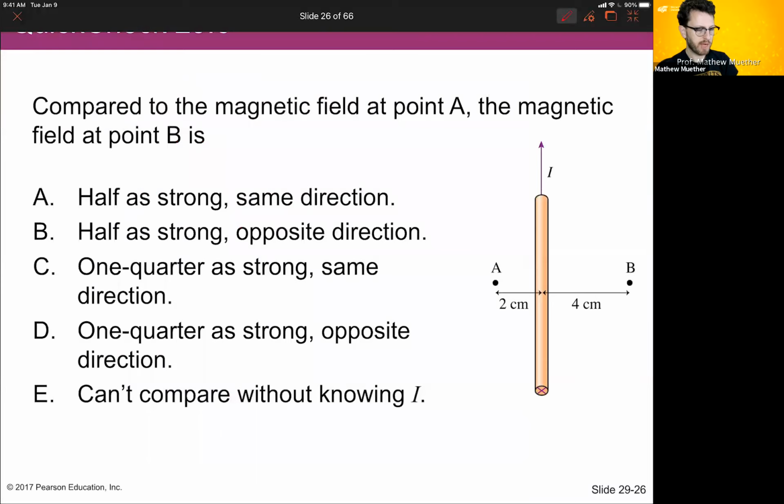Let's try some problems. Let's imagine that I have a current carrying wire, and I want to think about the magnetic field at 2 points on either side of this wire, point A and point B. You can see point A is closer to that current. What can we say about the strength and the direction of the magnetic field at those 2 points A and B?